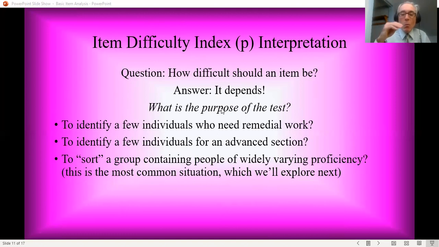More often, what we're doing is dealing with a mixed group of people who are likely to be quite variable in terms of how well or poorly they've mastered whatever it is we're hoping that they are learning. And we want to sort them out, for example, for assigning grades or for deciding which of several options they're going to go into next. That's the really standard situation, right? Like a regular classroom.